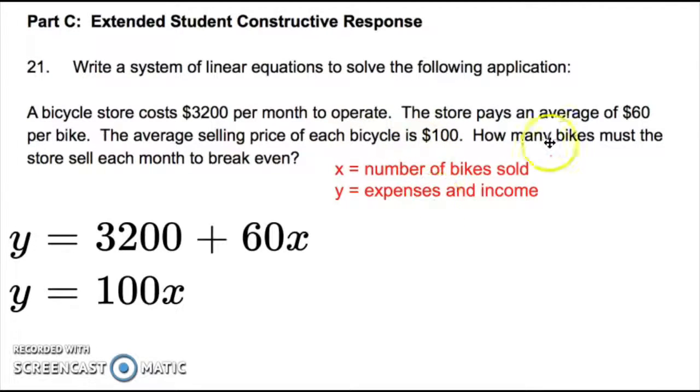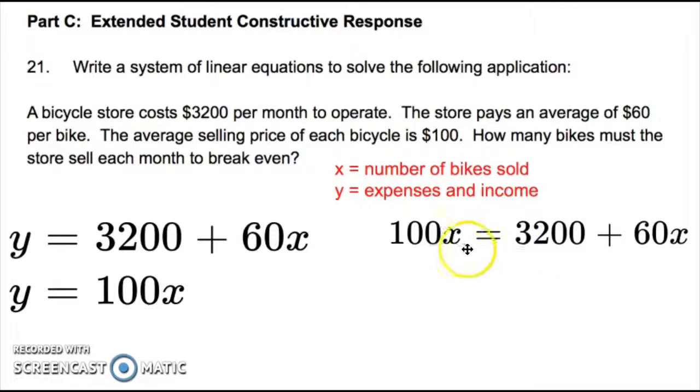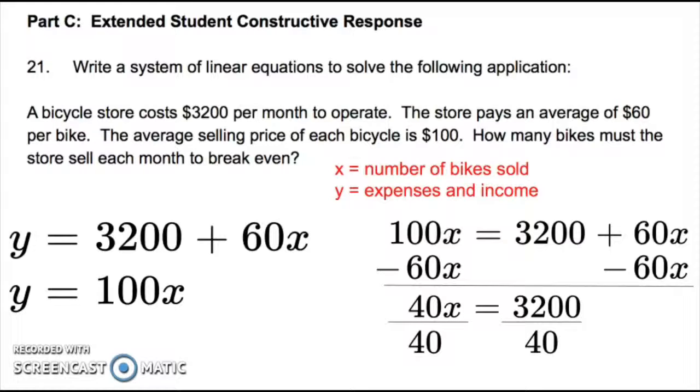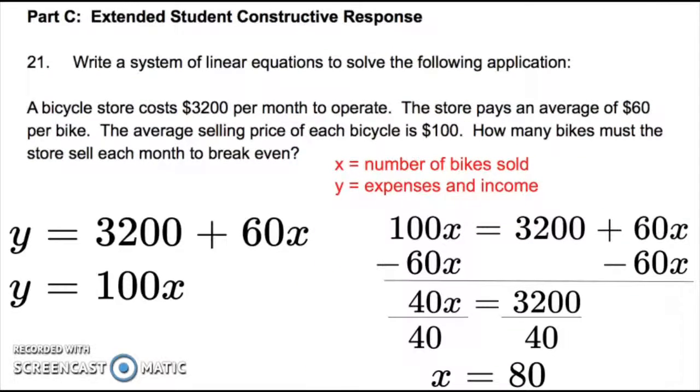Now it's asking you how many bikes must the store sell to break even. When you see the words like break even, you got to set them equal to each other. So doing that, set them equal to each other. Subtract 60x from both sides to solve it. 40x equals 3,200. Divide both sides by 40. X will equal 80. And that means the number of bikes sold is going to be 80.